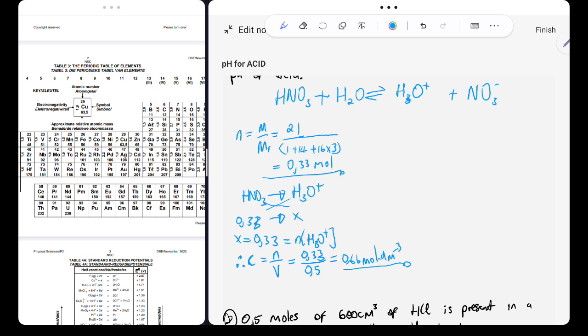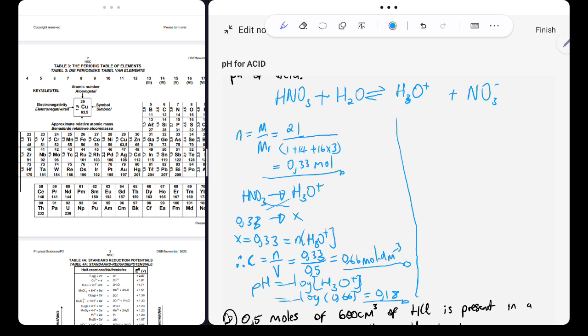So therefore the pH is negative log of the concentration of hydronium ions, negative log of 0.66. What do I get? I will get 0.18 as my pH. There is another way to do this.